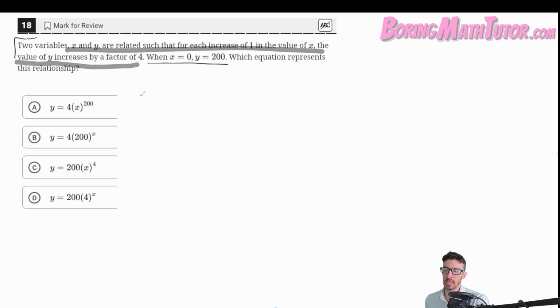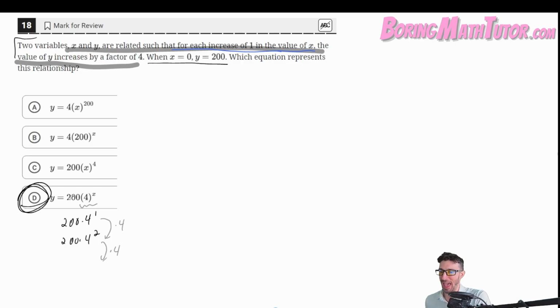Well, it turns out that we actually only need to focus on this part over here where it says the value of y increases by a factor of 4 for every increase in 1 in the value of x. Okay, so the only way that that can happen is if you put a 4 underneath your exponent of x, because what's going to happen with that is it would be like 200 times 4 to the 1, and then 200 times 4 to the 2, and what's happening there? It is actually increasing by a factor of 4, which just means that you're multiplying by another 4. So each time you would be multiplying by 4.